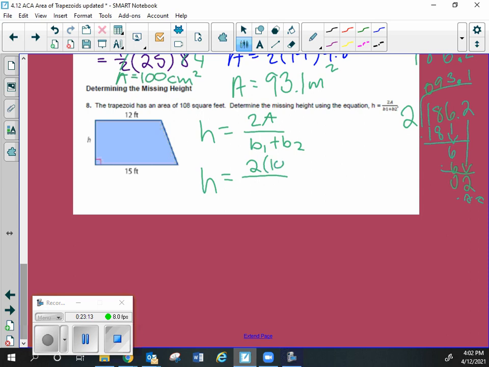108. Over the bases, which are 12 and 15. Okay? So, to solve this, I need to do all this math. Before I divide with this fraction bar, I'm going to solve the top and I'm going to solve the bottom. Go ahead, take a few seconds, figure out what 2 times 108 is, and then 12 plus 15. It's a very quick second.